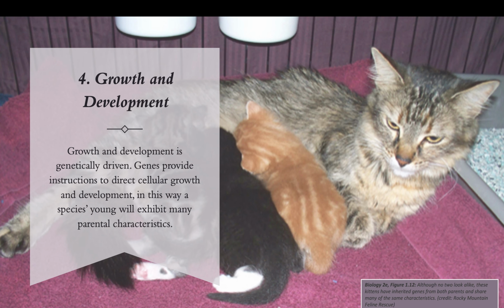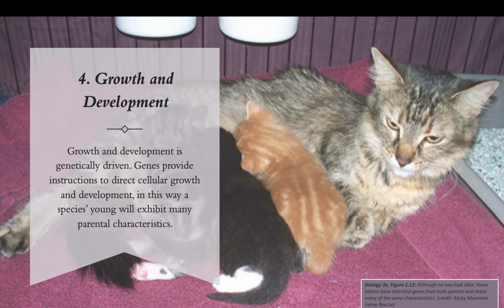Okay, and the fourth property of life we're going to cover is growth and development. Believe it or not, this image is from your book. This cat does not look happy, but it is, feeding its babies there. So growth and development is genetically driven. Genes provide instructions to direct cellular growth and development. In this way, a species' young will exhibit many of its parental characteristics.